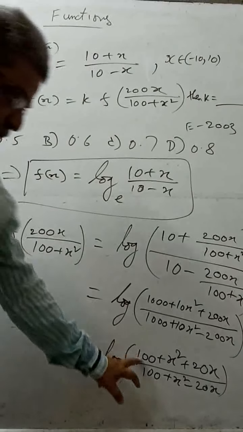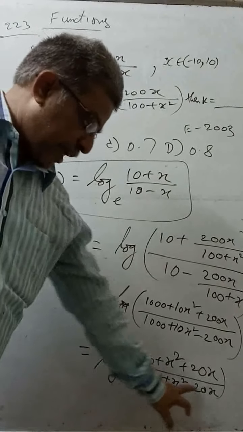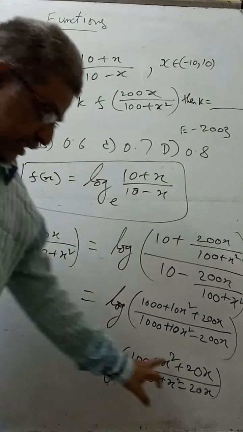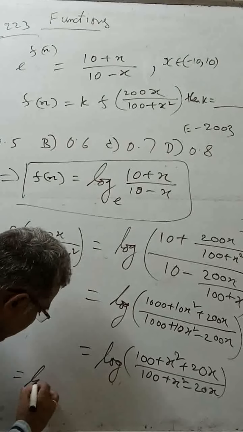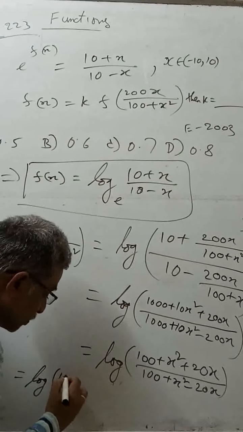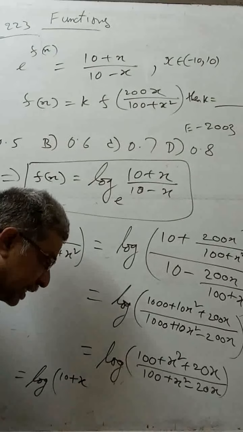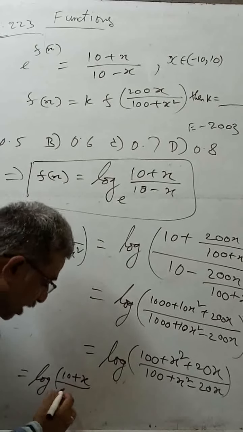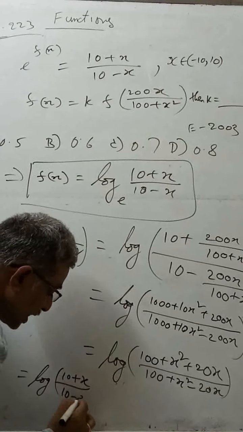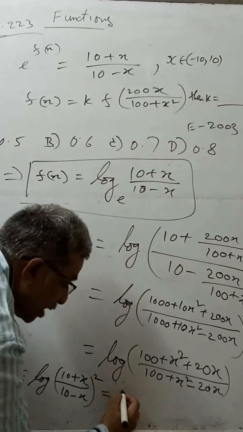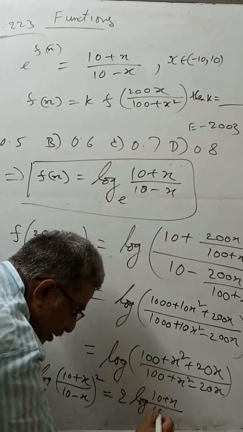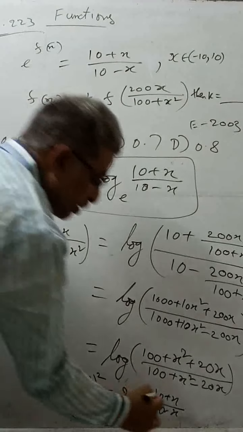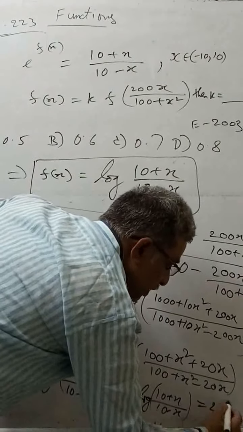This is a square plus b square plus 2ab, a square plus b square minus 2ab. Means this is a plus b whole square, this is a minus b whole square. So I can write this like this, log of a plus b whole square, a is 10 here, by a minus b whole square, 10 minus x whole square. Now this 2 comes to the front by log of a power m is m log a. It becomes 2 into log of 10 plus x by 10 minus x. So this is nothing but f of x only. So it becomes 2 into f of x.